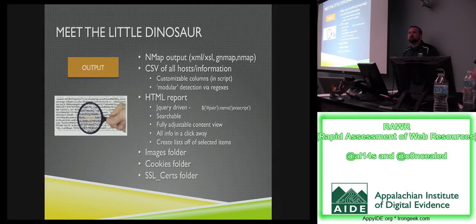So the output, this is the cool part. You've got the Nmap output, XML, the XSL. Does anybody know about that? Any of you guys know about that trick? How you copy the XSL. Actually, no, you don't have to copy the XSL.